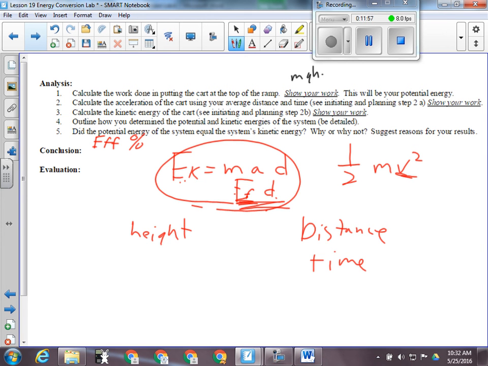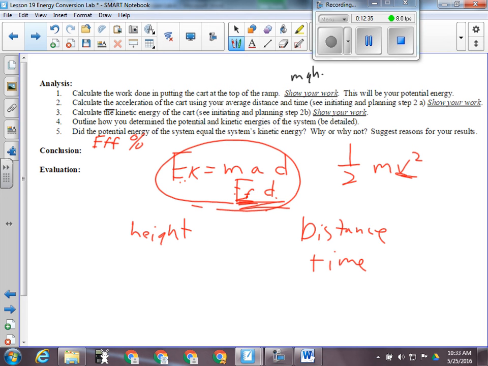For part 2, calculate the acceleration of the cart using your average distance and time, and it says that in initiating and planning, step 2A, so we'll go back to that. Calculate the kinetic energy of the cart using what it says to do in step 2B, which I already went over. Show your work on that. For number 4, just tell me what I just said in the podcast here. How did you determine the potential energy? It has something to do with this. How did you determine the kinetic energy? That's the whole thing I talked about with friction. And then for number 5, that's on you.